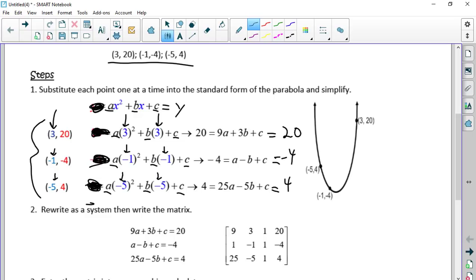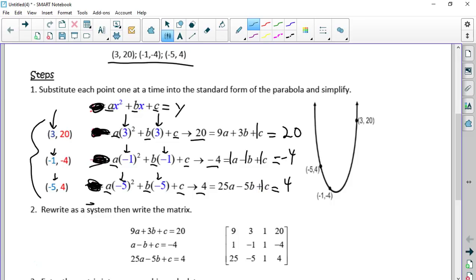All right? Now, as you can see, here's the 20, -4, and 4 right here. And I think this is a better way of doing it. So when we do 3 squared, we get 9a, and then 3b and 1c. These are always going to be 1. And then -1 squared is going to be +1, -1b, and +1c. And then -5 squared is going to be 25 times the a, the -5b, and the 1c.